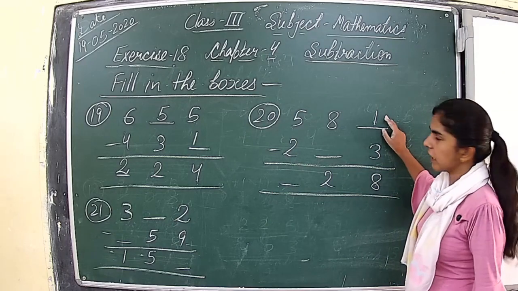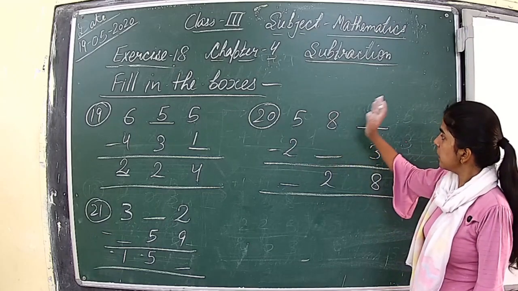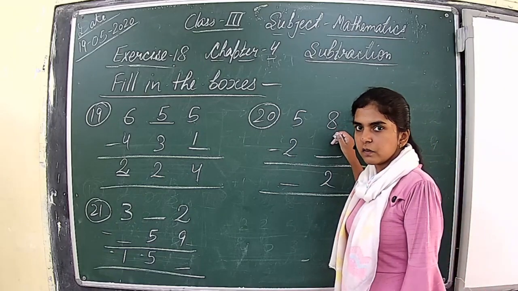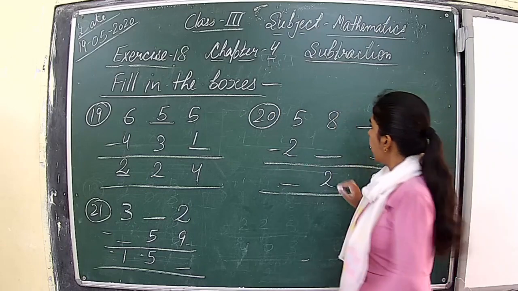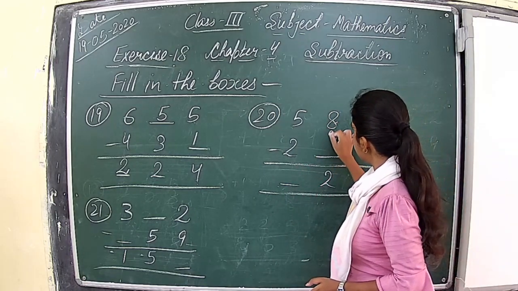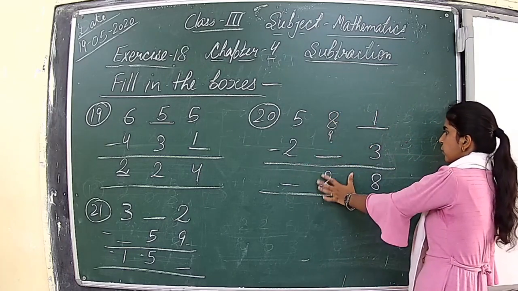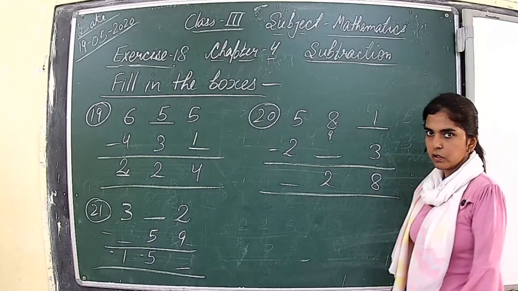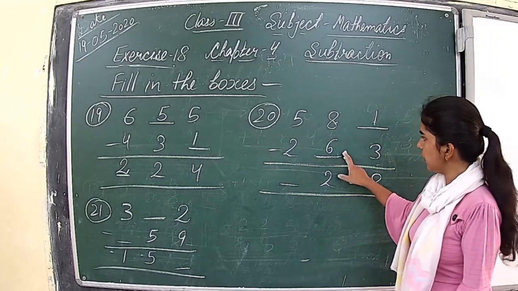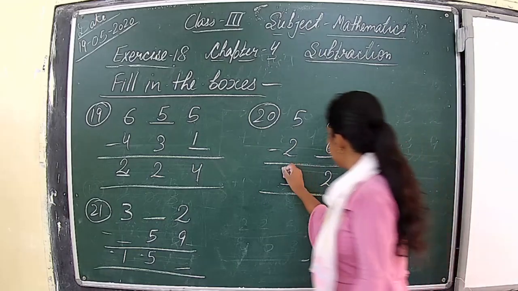It means it must take 1 borrow from the previous number. Means before this number must be 9. So before that this number must be 9. Now it becomes 8. So from 8, which number should be subtracted so that we get 2? There should be 6. Now 5 minus 2 is equal to 3.